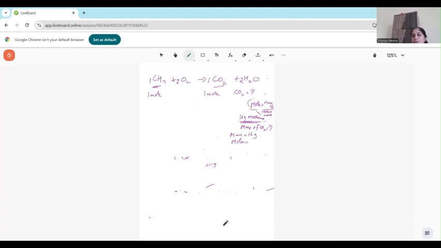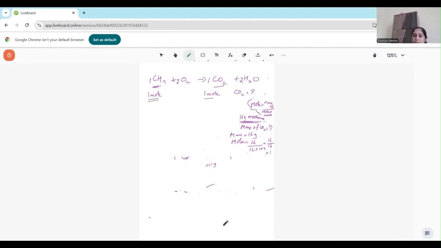Mole equals mass in grams over molar mass. So the mass in grams is 16, over the molar mass. The molar mass is how much for methane? Methane is CH4, so 12 plus 1 times 4, because there are 4 hydrogen atoms, right? 16 over 16 is equal to how much? 1 mole.